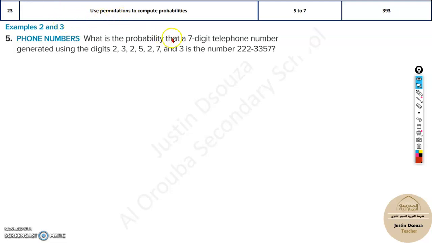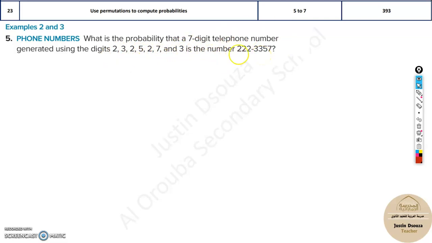Now, the last topic is on permutations to find probabilities. We will solve all three questions. They're similar to it, but not exactly the same method though. Over here, about four numbers, what is the probability that a 7-digit telephone number generated using the digits 2, 3, 2, 5, 2, 7 and 3 is this particular number?